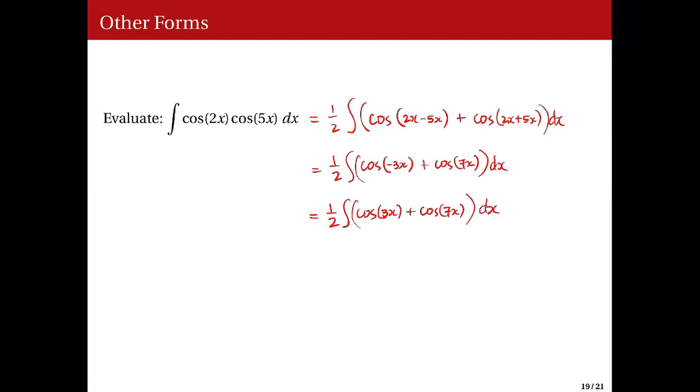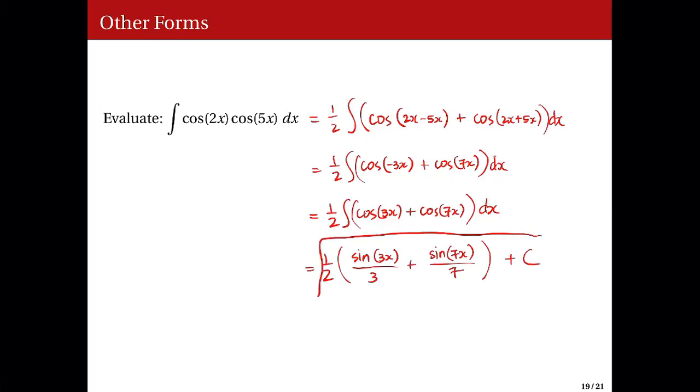And if we integrate, this is just 1/2 quantity: integral of cosine 3x, that's sine 3x over 3, plus integral of cosine 7x, that's sine 7x over 7. And then plus the arbitrary constant c. So this is the final answer.